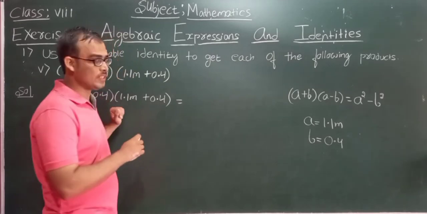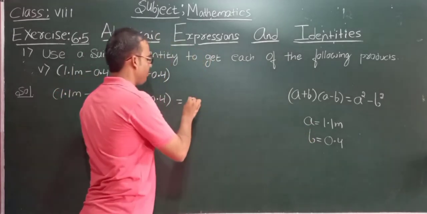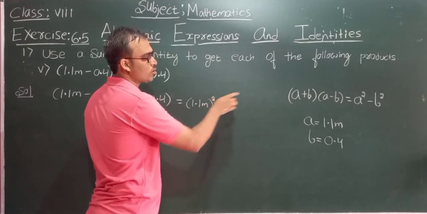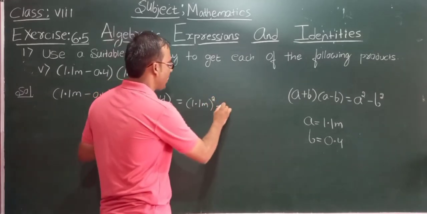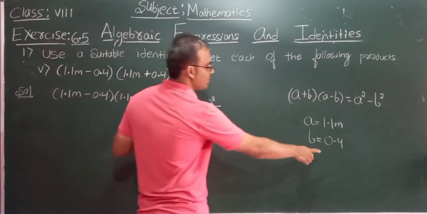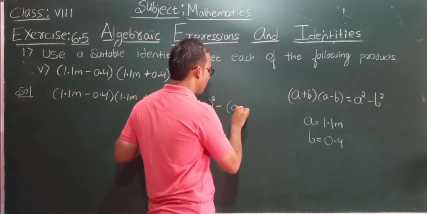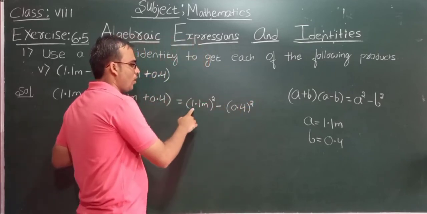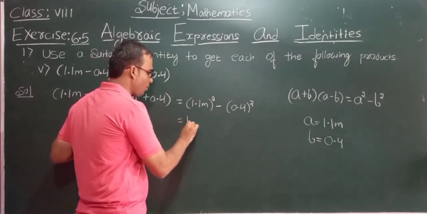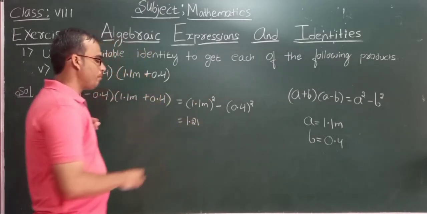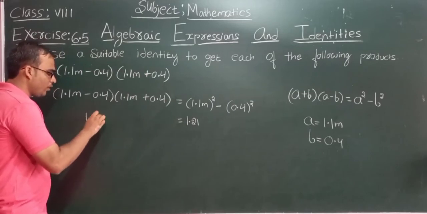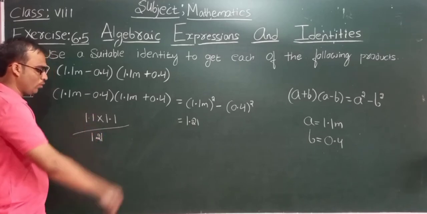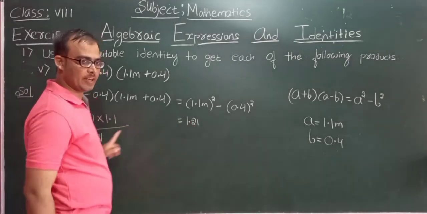That is a square. What is a here? 1.1m, so (1.1m) whole square, because it is a square. Next, minus b square. What is b? 0.4. Now students, 1.1 whole square is what? When you multiply 1.1 with 1.1, you get 1.21. Because of this I had written it directly.